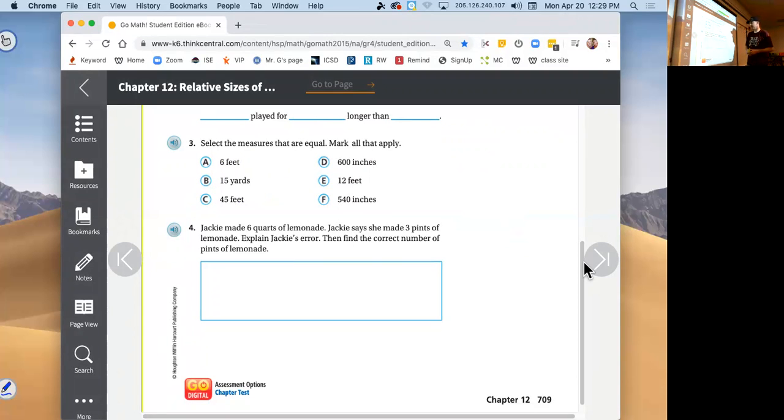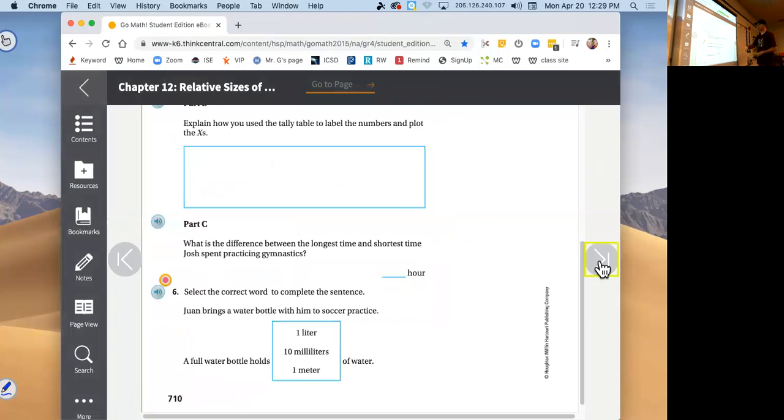Jackie made 6 quarts of lemonade. Jackie says she made 3 pints of lemonade. Explain Jackie's error. So she says 6 quarts is equal to 3 pints. That's what she's saying, but it's wrong. So you have to figure out what happened. But you do know, if you look on this, 1 quart equals 2 pints. So use that to solve that answer, okay? Move on to the next page.